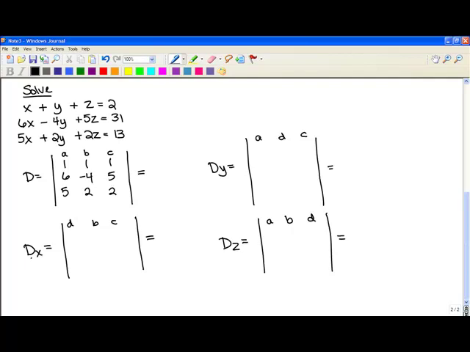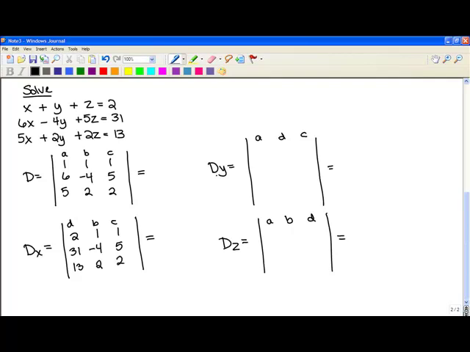Now let's set up the determinant D sub x. That starts with d, which are the constants on the right side of the equations. B again are the coefficients of y. C will be the coefficients of z.